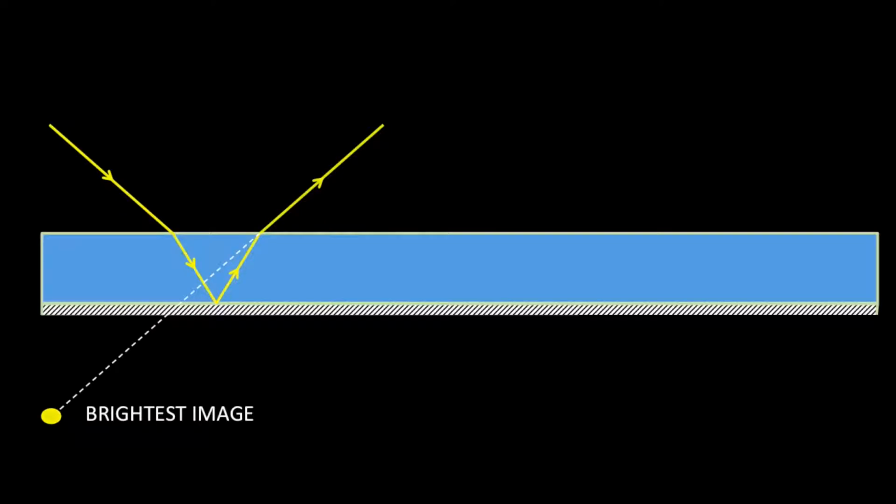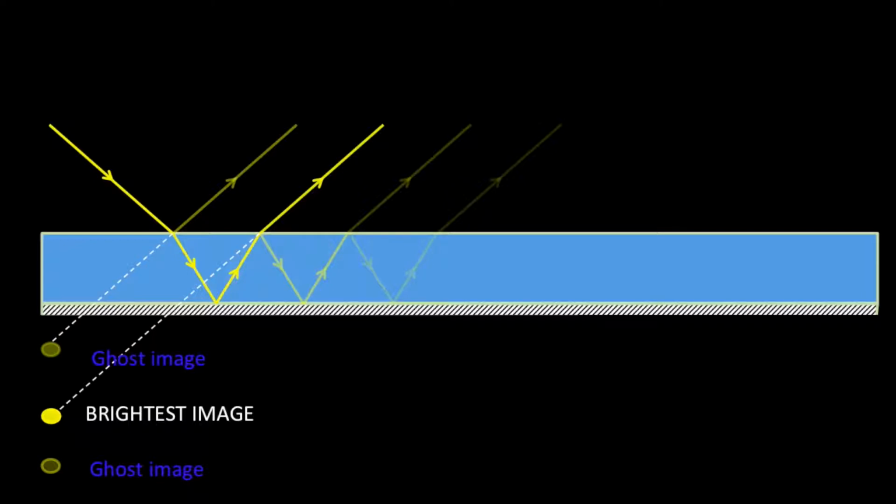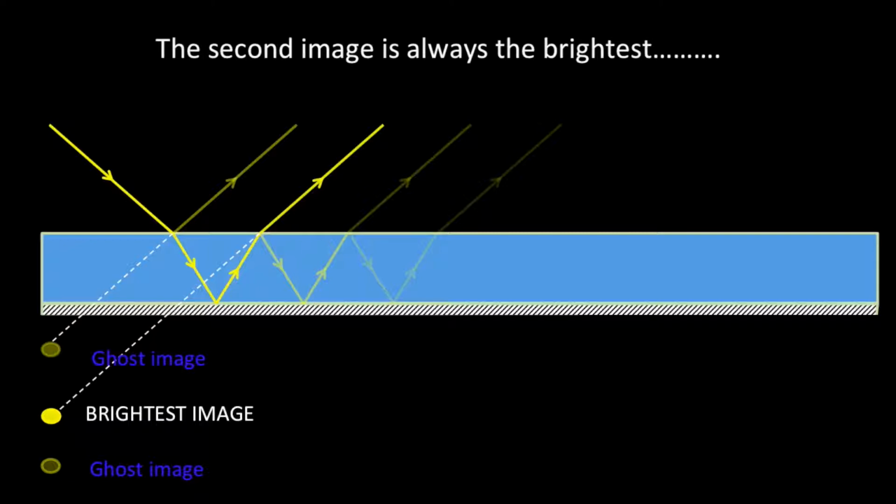However, some part of the ray of light is reflected by the unpolished surface as well. This results in the formation of several ghost images that are fainter. Amongst all images, the second image is always the brightest. This is because it has been formed by the reflection of maximum intensity of light by the polished surface.